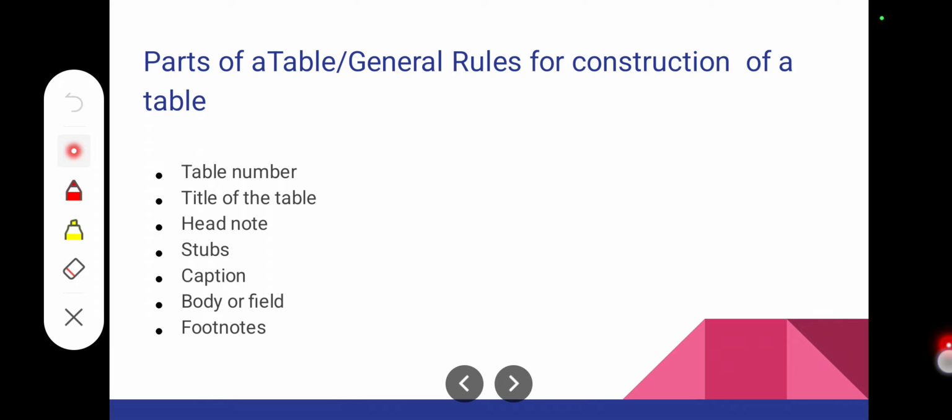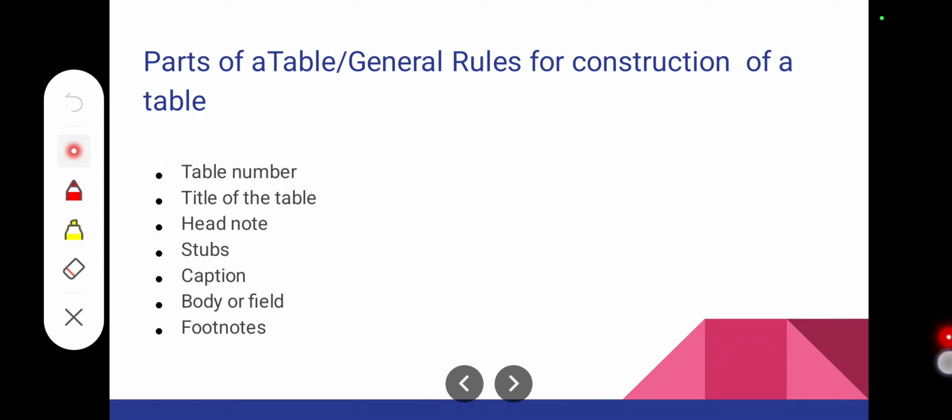Suppose in a project work we have 10 tables, then we have to number those tables, right? In the first table we have to write table number 1, then table number 2, then table number 3, up to table number 10. Then the title of the table, we have to simply write the title of the table.